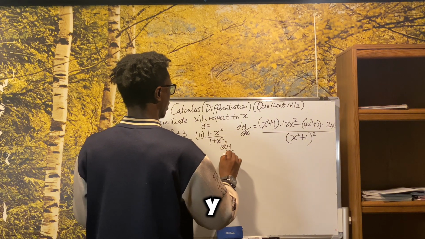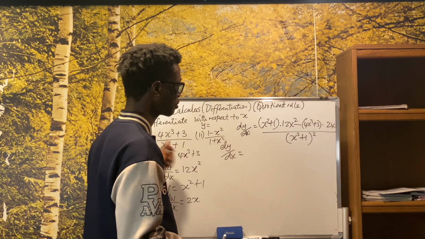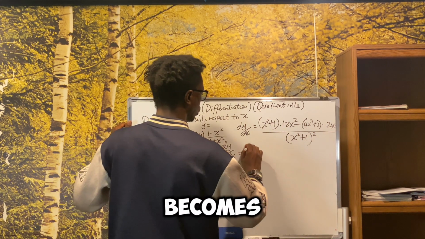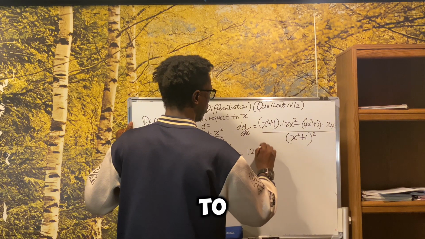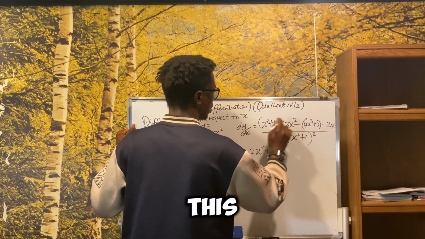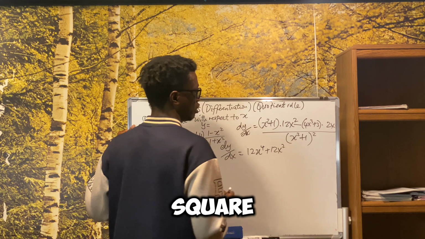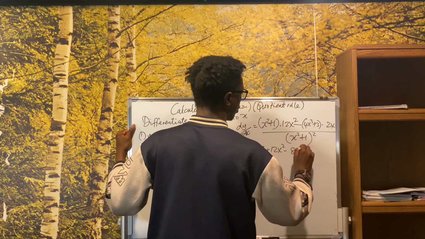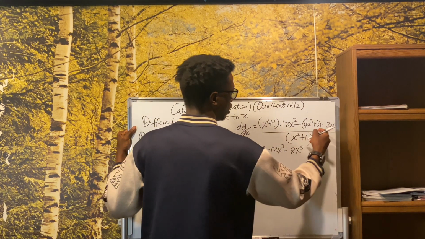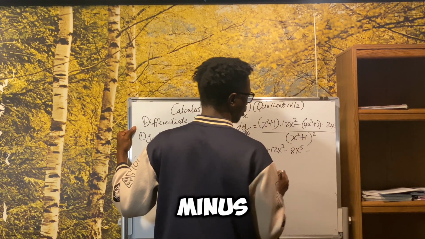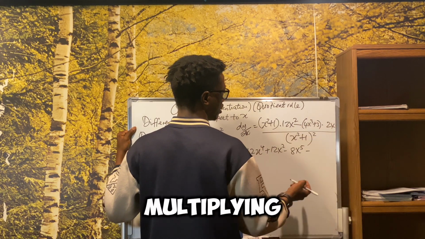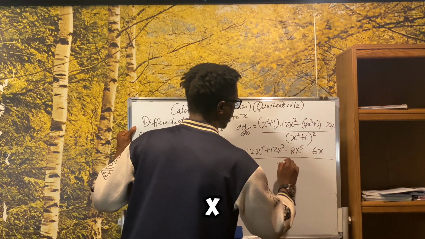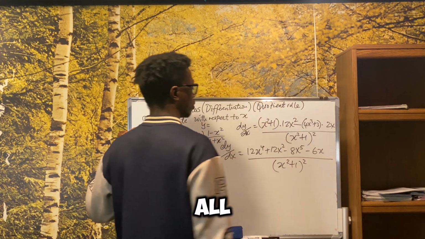So my dy over dx equals, here all you have to do is just simplify. Okay, this and this becomes 12x raised to the power 4. Plus this and this becomes 12x squared. Now you multiply this and this becomes minus 8x raised to the power 5, right? Now the other one will be again minus, because you are taking this minus and multiplying this, and this again becomes 6x. Everything here divided by x squared plus 1 whole squared.